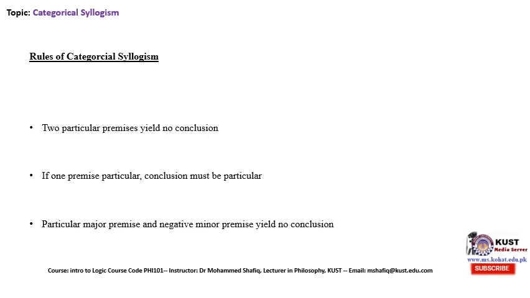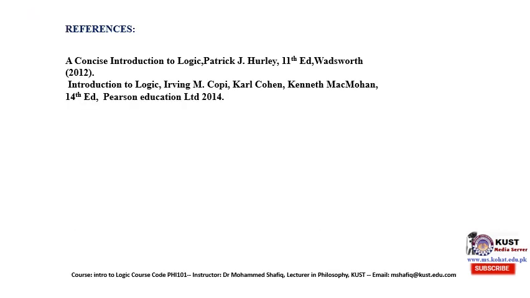So, for a valid deductive categorical syllogism, you must follow all these rules. If any of these rules is violated, that basically means your syllogism is no more valid. So this was the categorical syllogism and its basic rules.